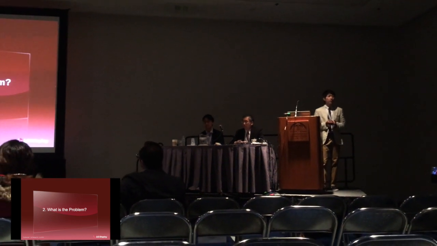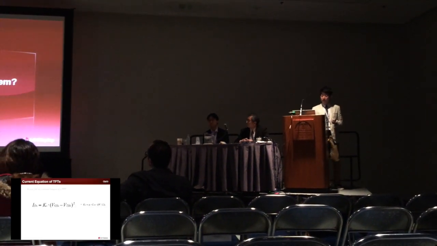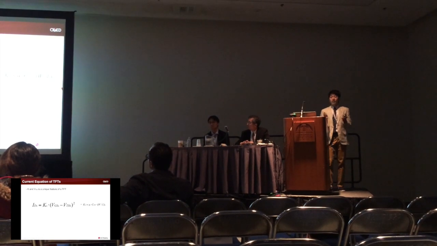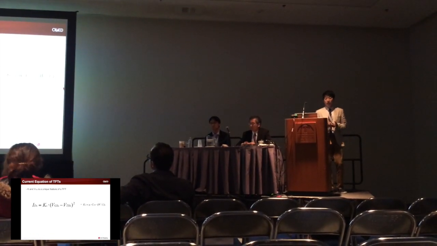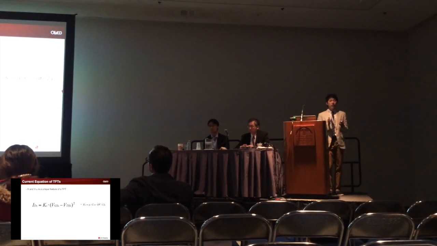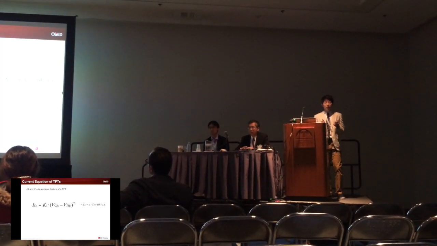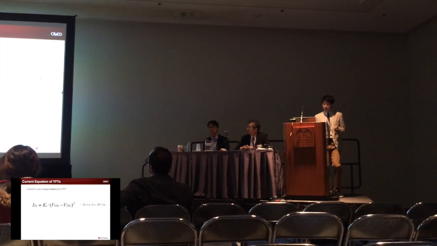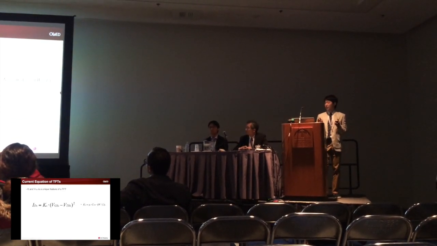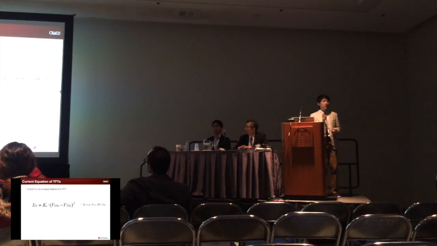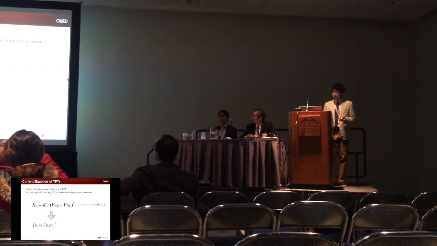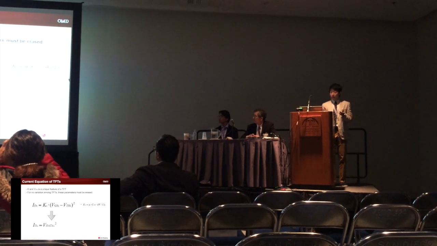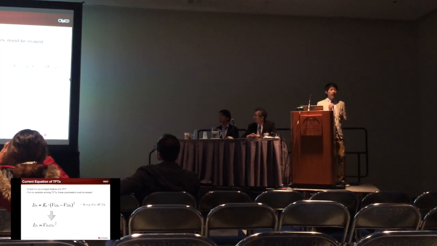So, what's the problem? You can see the current equation of TFTs in the saturation condition. The K and threshold voltage of this equation are unique parameters of a TFT. And they're different among TFTs. This difference makes a variation. To remove the variation among TFTs, these parameters must be compensated.